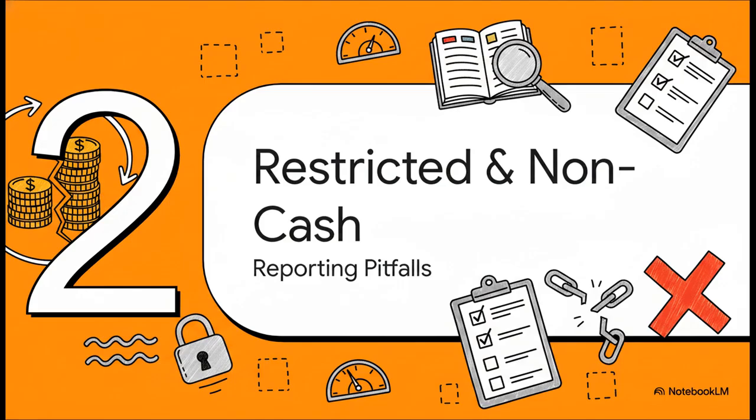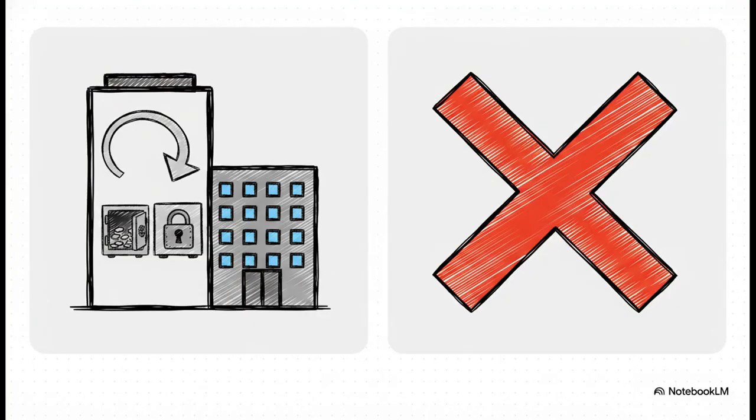Moving right along to Section 2, restricted and non-cash errors, and the most common reporting pitfalls we see. Let's look at how these traps play out with restricted cash and non-cash disclosures, because this is an area where auditors practically make a living finding major deficiencies. A super common pitfall here is treating a cash transfer to a restricted bank account as an investing outflow.